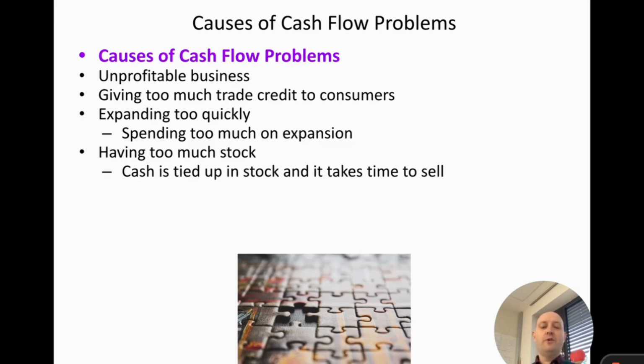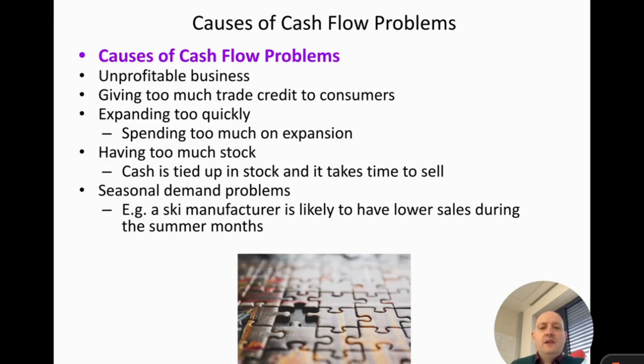Having too much stock can be a problem. Basically, if we've got a lot of stock, then we paid money in order to produce that stock, but maybe it takes time to sell. So in this situation, we've got to pay our suppliers in order to make the stock. But then if it takes time to actually sell the stock, then we have to wait for the cash to come in, and that can end up causing cash flow problems.